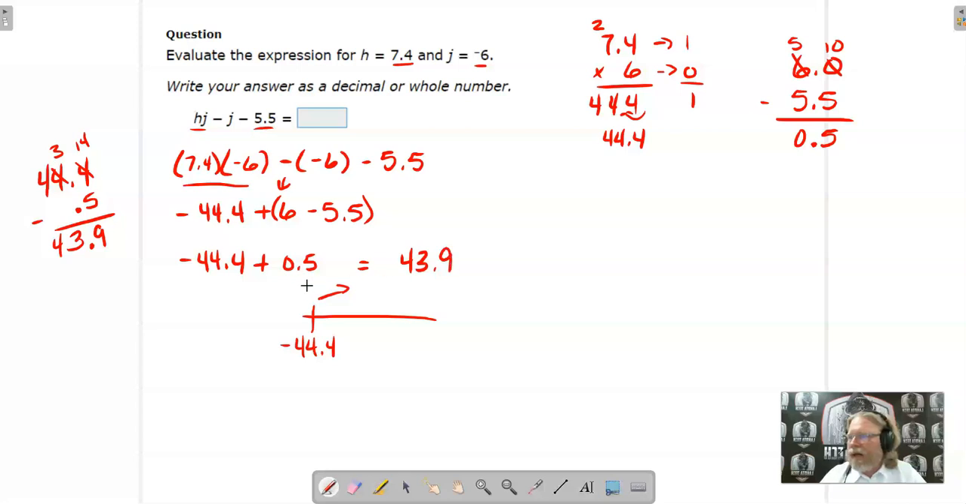So I'm going to end up with 43.9. And since the 44.4, if we weren't even paying attention to the negative sign there, and again, that's a discussion about absolute value, we'll look at that closer in the future, the 44.4 would be greater than the 0.5. So the 44.4 is negative, so we make our answer negative as well. So we have negative 43.9.